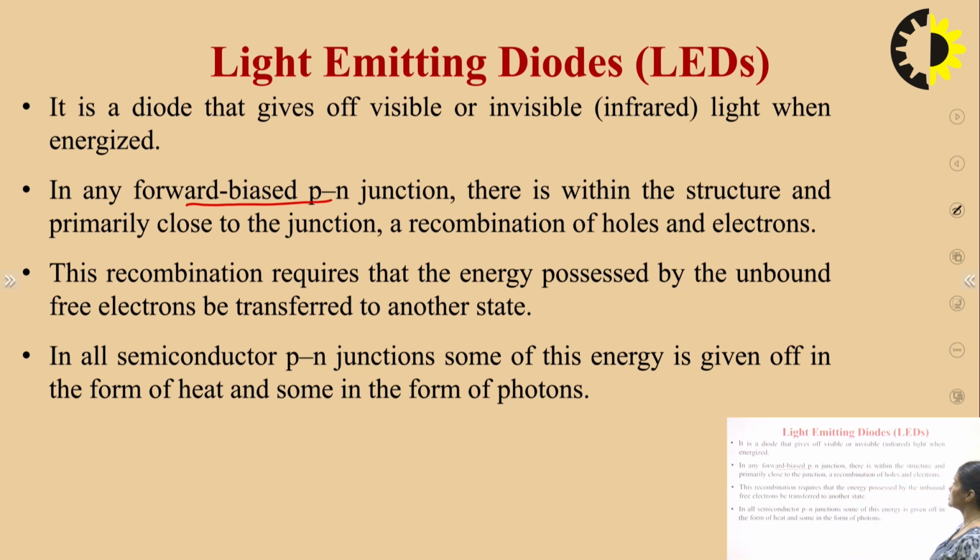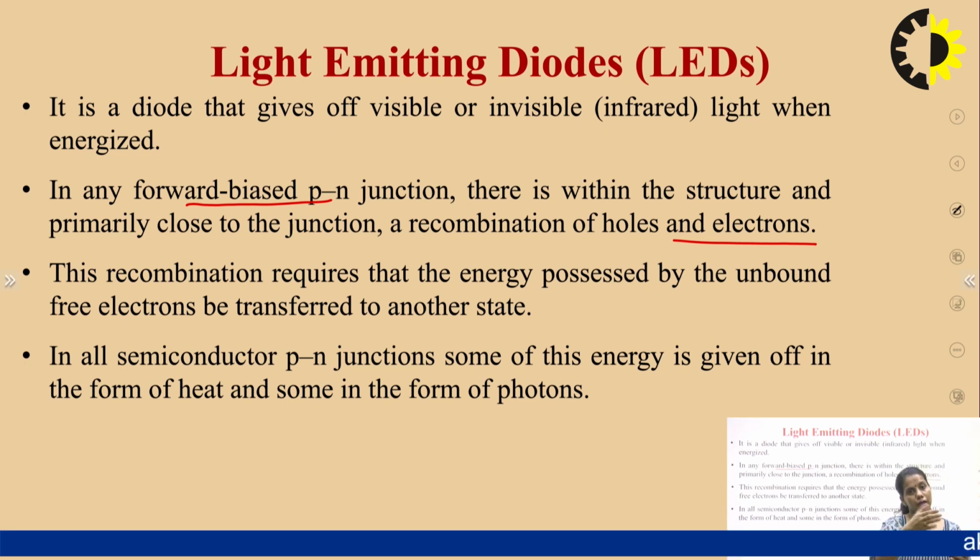Within the structure, primarily close to the junction, there is recombination of the holes and electrons. Whenever the holes and electrons recombine, they move from a higher energy level to a lower energy level. Due to that, they release a form of energy. In this case, that form of energy is light. Depending upon the energy gap, the wavelength of the light that is being produced, its color is decided. We will see in the further slides.